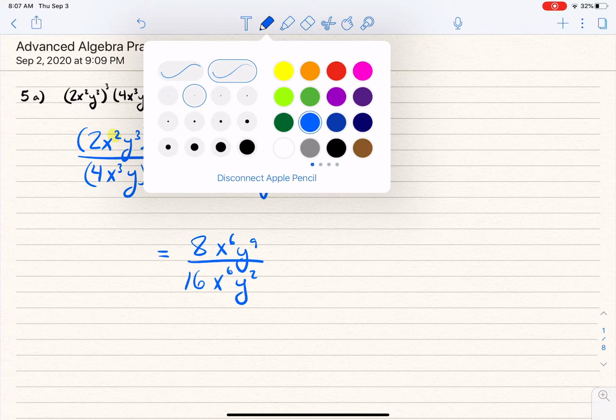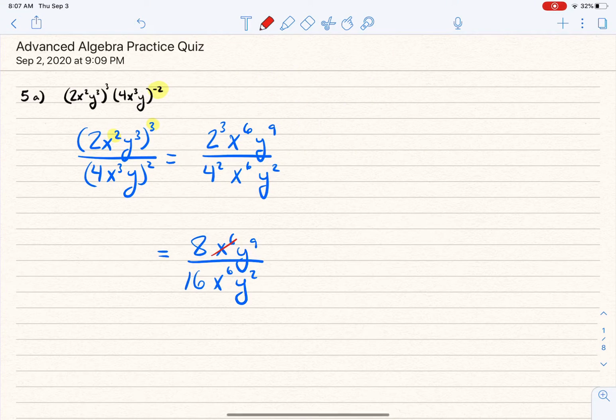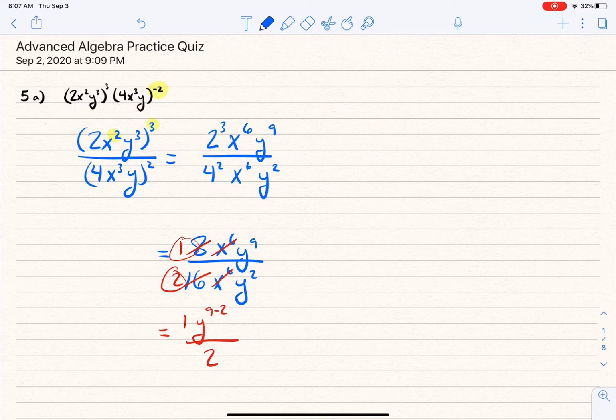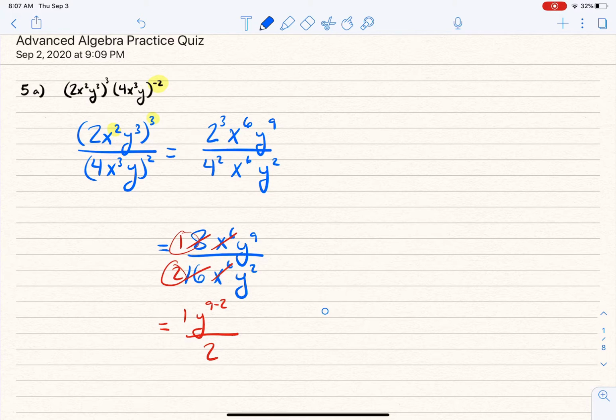Now, hopefully at this point, you're seeing some of the things that are going to happen. Obviously, we got x to the 6th on the top and on the bottom, so those cancel out. 8 over 16 is the same thing as 1 over 2. And then we've got y to the 9th over y squared. Where do you have more y's? You have more y's on top. So you're going to end up with y to the 9 minus 2. I'm just doing it the long way here, over 2, because this 1 ends up on top right here, and this 2 ends up on the bottom. And so all that simplifies back down to y to the 7th over 2.